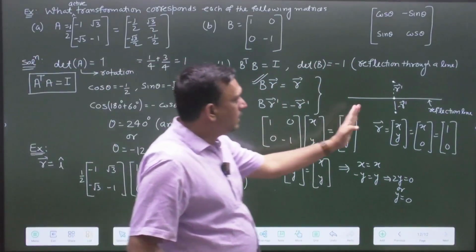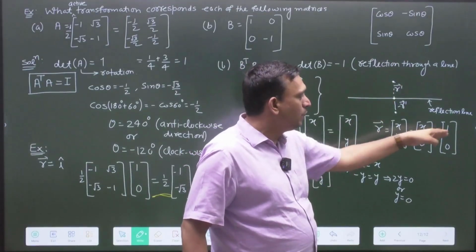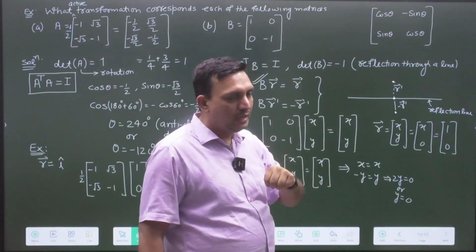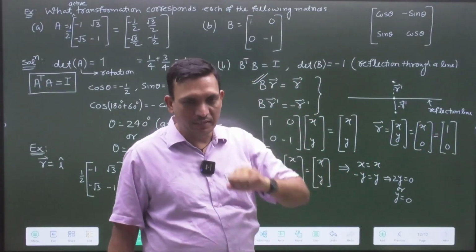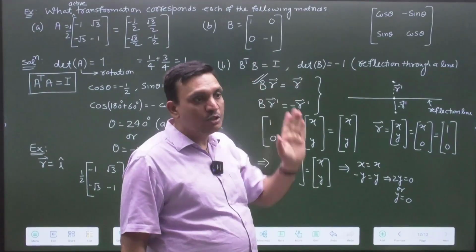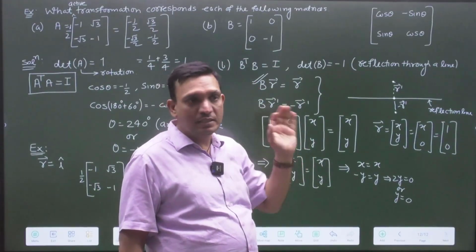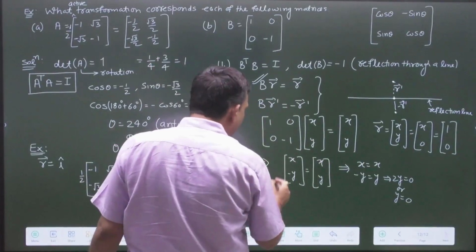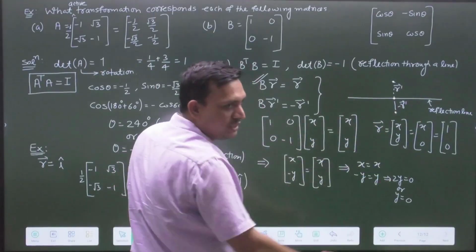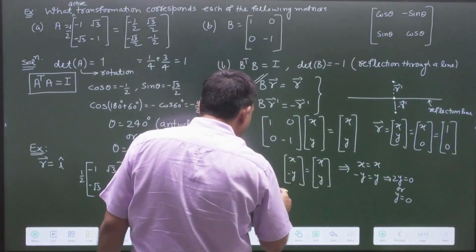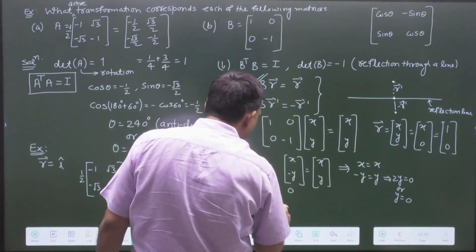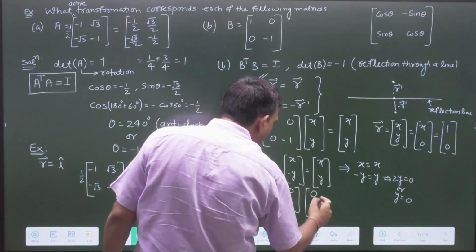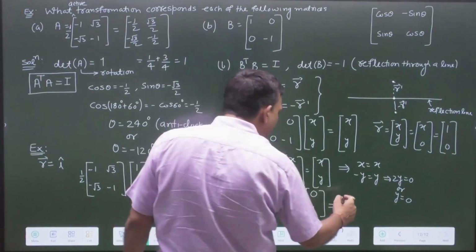You can also check that if you take any vector perpendicular to the line of reflection, it will change sign. For example, if you take I cap, it is not changing sign because that is the line of reflection. But if you take J cap, that is perpendicular to the line of reflection, you will see that if you operate this matrix, it will change its sign. Let's check. Now I am operating B on J cap. 1, 0, 0, -1. Now let's operate it on J cap. This will be perpendicular to the line of reflection. And what are you getting?